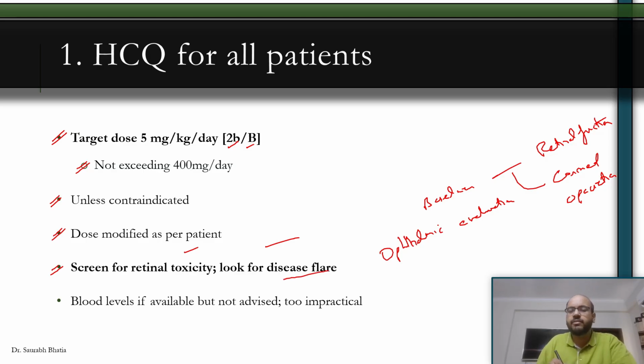Keep in mind the disease flare. If the disease is severe, don't keep the patient only on HCQ. Add other drugs also. We'll discuss other drugs in subsequent slides. Now the blood levels, if available, you can do it, but it's too impractical to do. So EULAR 23 guidelines says that it's not necessary to do blood levels to calculate the dose or to look at the dose of the HCQ. You start HCQ and look for the clinical response. It is not recommended as per EULAR 23. Let's move forward.